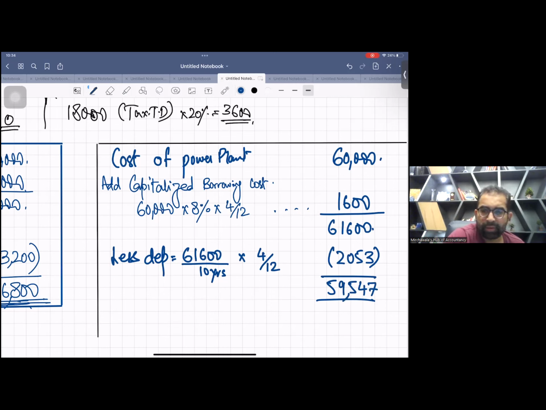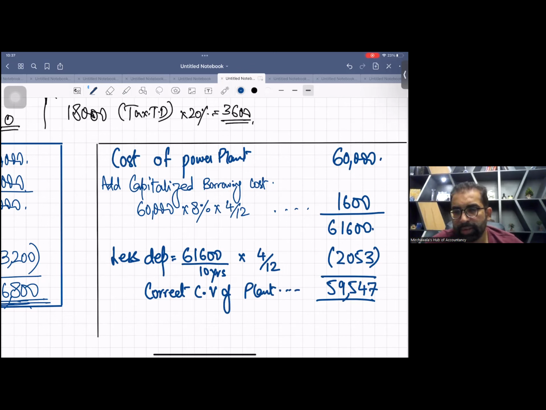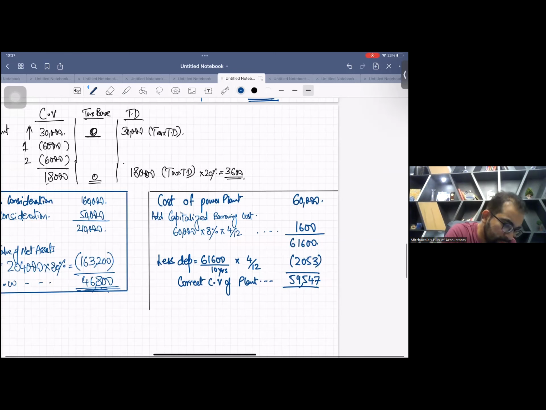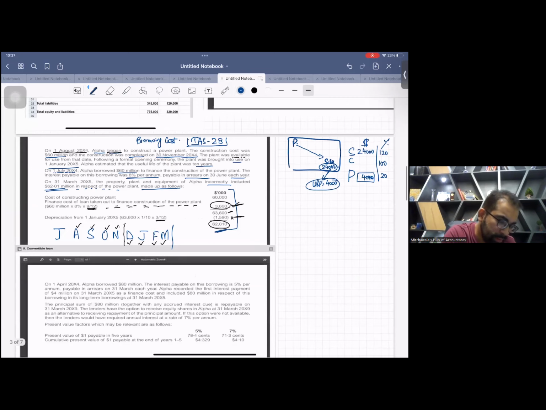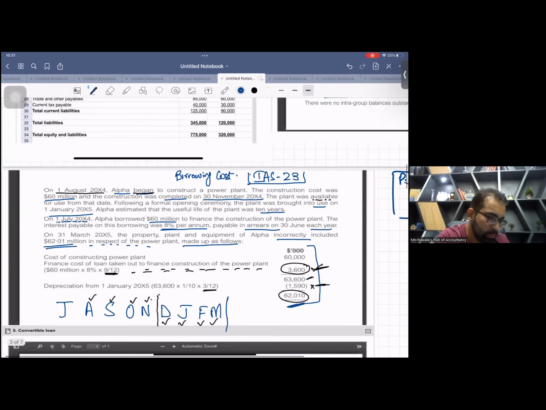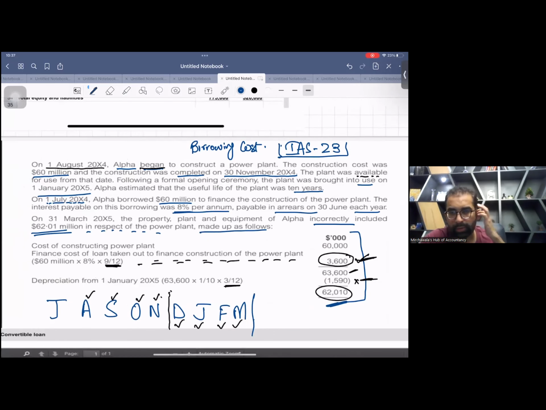It's 59547. So this is the correct carrying value of the plant at 31st March, obviously X5. Now, what is the wrong carrying value? See the question. The wrong carrying value of the plant is 62010.